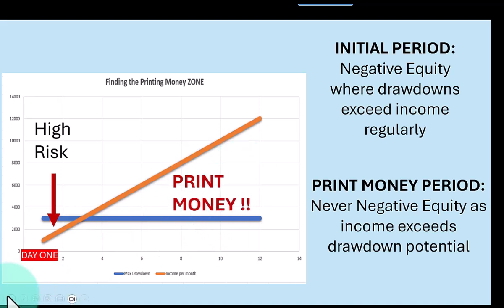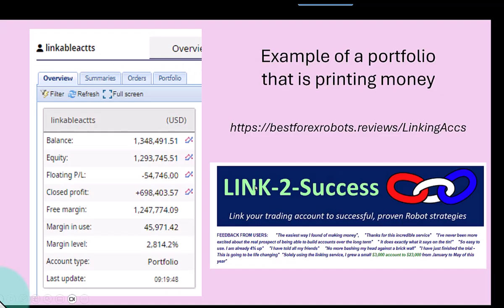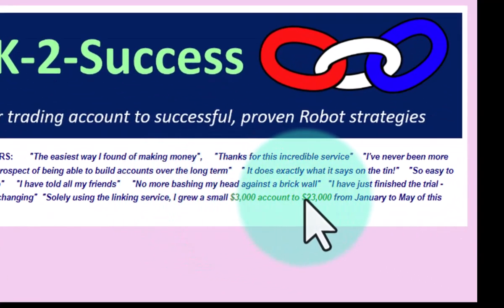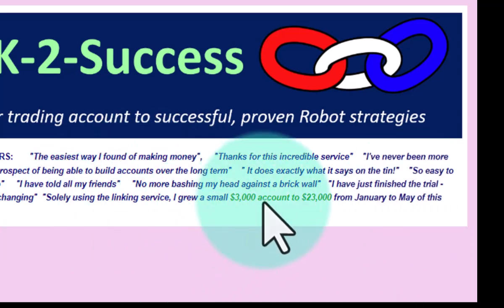In fact, let's go back to the linking service chart. And you'll see, here's a comment here. I grew a small $3,000 account to $23,000 from January to May. So it's January, February, March, April, May. That's 5 months. So what happened with this person? They got past the high risk time and they went into a print money zone.